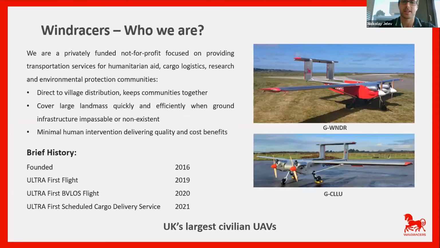A quick introduction about who Wind Racers are. It's a not-for-profit organization set up in 2016. The key aim was really aid delivery to remote places using unmanned aircraft. The organization helped develop the Ultra unmanned aircraft, which you can see in the 2 pictures to the right. First flight of the aircraft was in 2019, the first beyond visual line of sight shortly after in 2020.